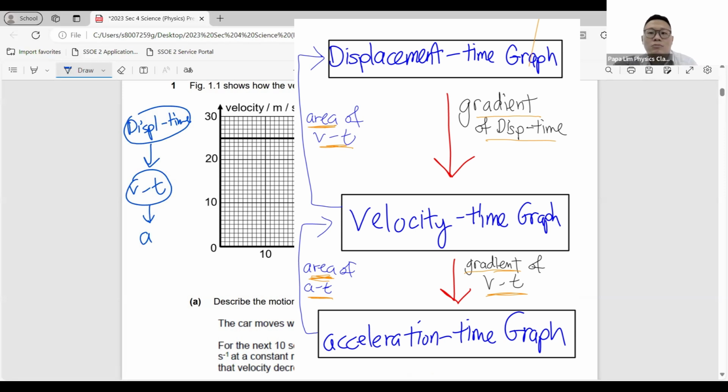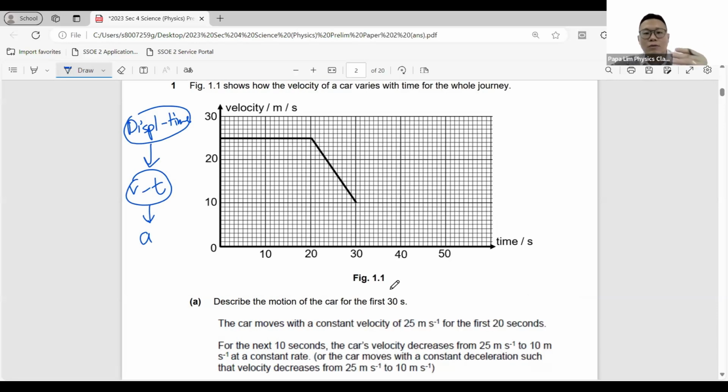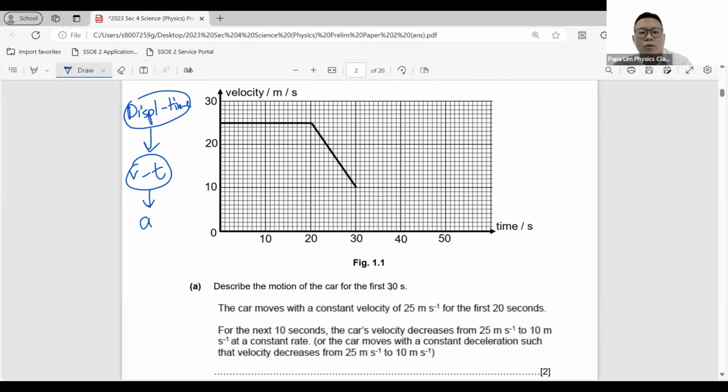When you talk about description, there is a standard way of describing. It's always one step ahead of the graph that I give you. For the first 20 seconds, it's quite straightforward. It's a constant velocity. But what I will include to be safe is the words zero acceleration, to make sure the answer is bulletproof. So I always describe one additional piece of information, one step ahead.